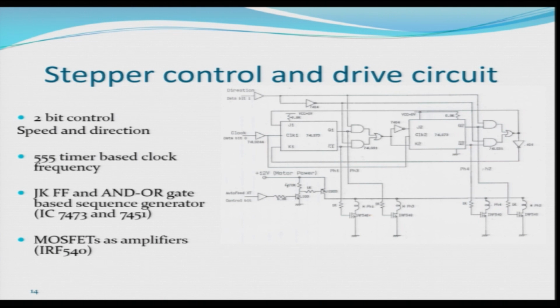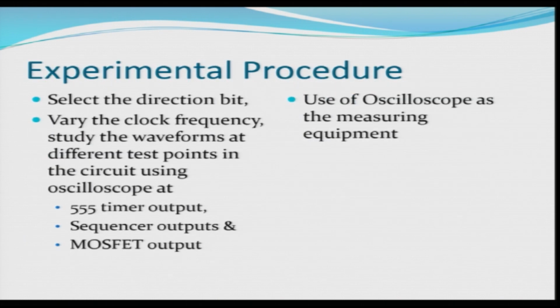So, we will get a proper sequence, and phases will be on, and stator and rotor will change their state, and the rotor will rotate in a particular fashion. In the experiment, we will select the direction bit, and for that particular direction bit we will vary the clock frequency, and study the waveforms at different test points in the circuit using an oscilloscope: at the 555 timer output, sequencer outputs and MOSFET output.